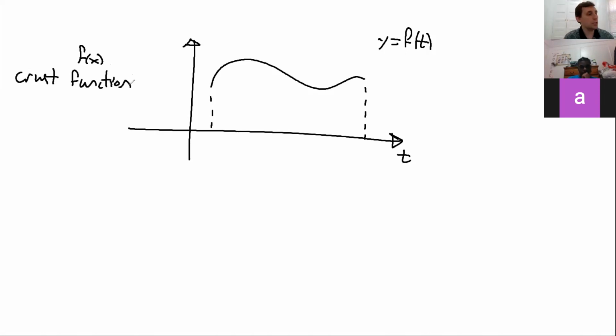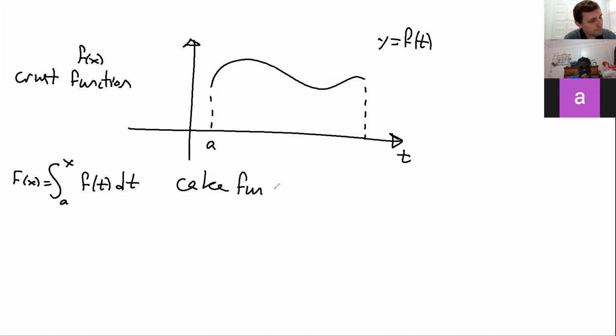And then naturally this function, guys, I call the cake function. And what happens is that at the position x, you cut the cake, and at the position a, you cut the cake.